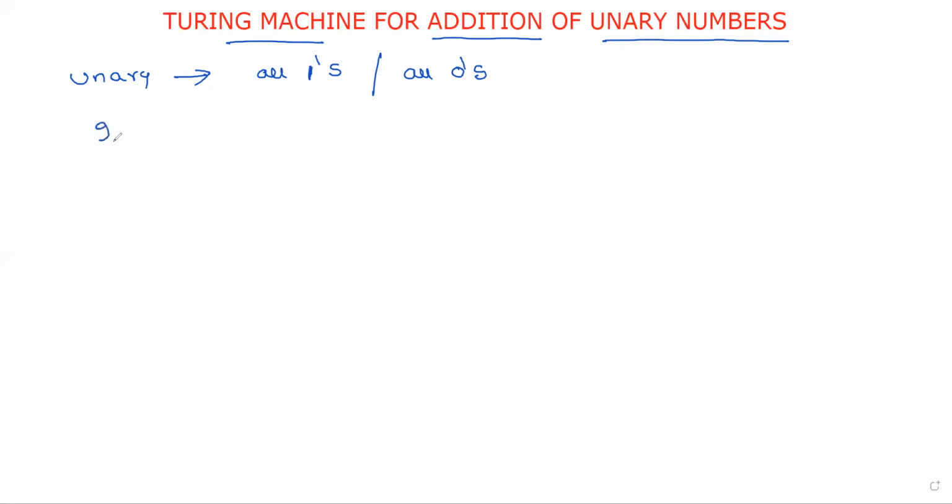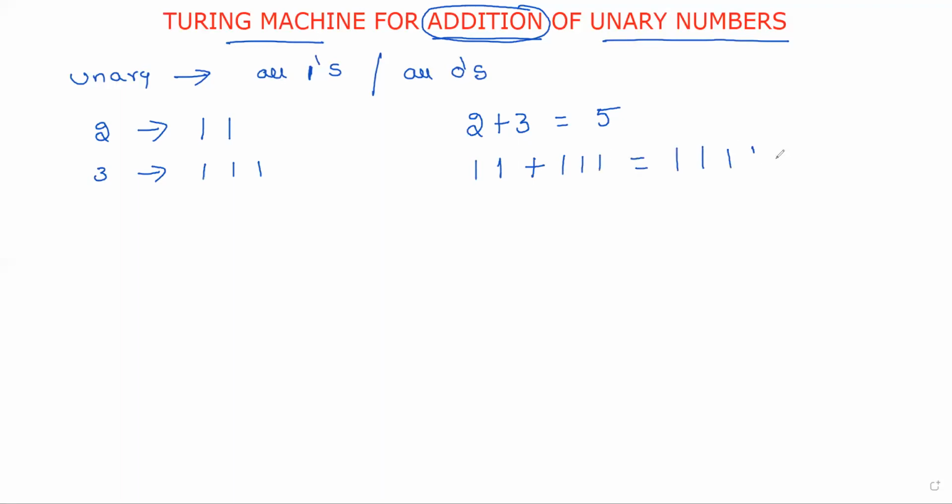For example, consider a number 2. 2 is represented as 2 ones. For our convenience, we are using a number is represented by using ones. 3 is represented by using 3 ones. Now the question is addition function. So 2 plus 3 is equal to 5. That means 1, 1 plus 1, 1, 1 is equal to 5 ones. This is the output of the program.